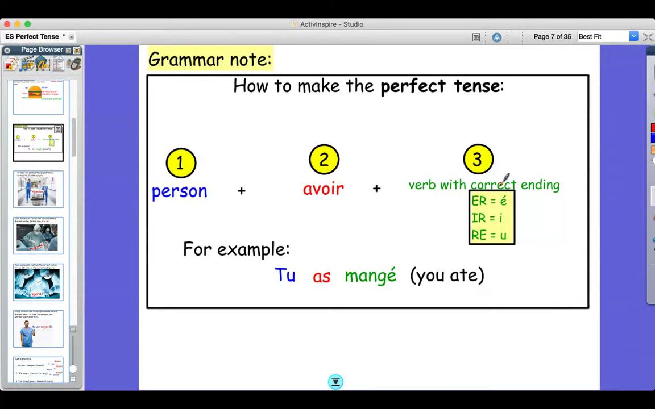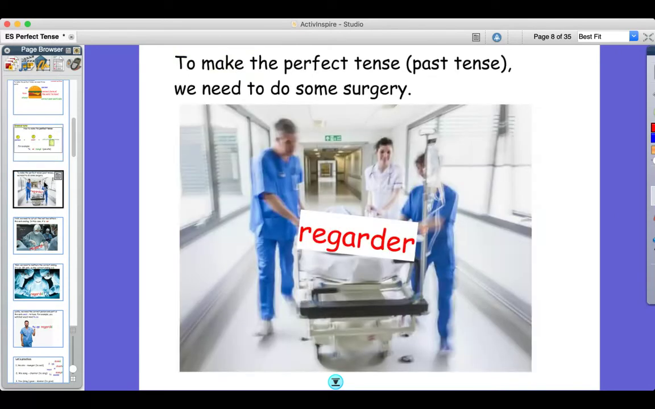We need to do a little bit of shuffling around with the ending. So we need to add on e acute if it's an er verb, we add on i if it's an ir verb, and we add on u if it's an re verb. So let's have a look at how to do this. So the way of remembering it, we can say that we need to do some surgery to the verb.